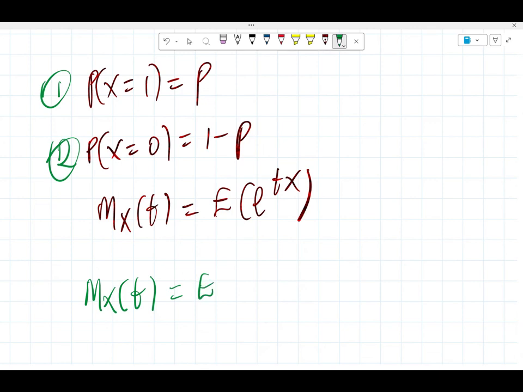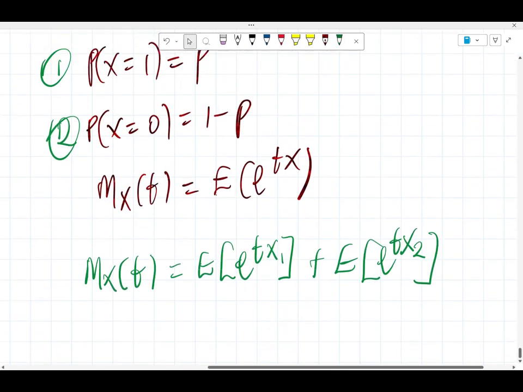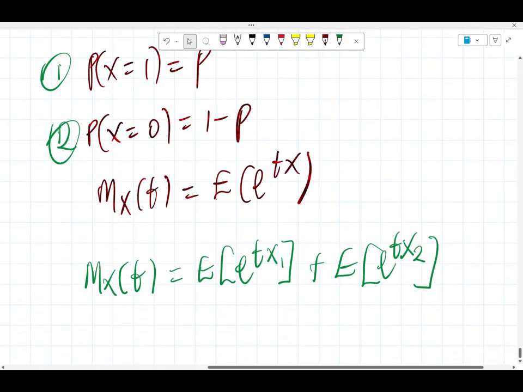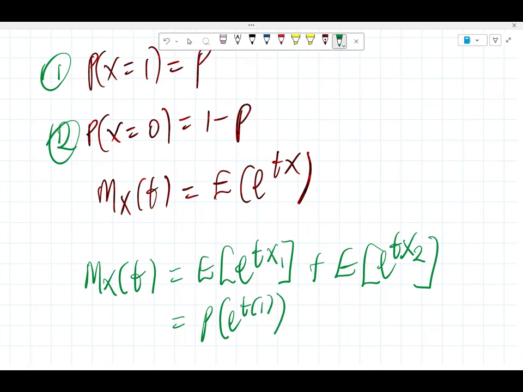So you have the expectation of e raised to power t x1, if you like, plus the expectation of e raised to power t x2, like this. That means you multiply each one by its probability. So the probability of x1 in this case is p, multiplied by e raised to power t. x1 is actually 1. So you have p into e raised to power t multiplied by 1, plus the probability, which is 1 minus p, multiplied by e raised to power t times x2. If you call this x1 and this one x2, x2 is actually 0.